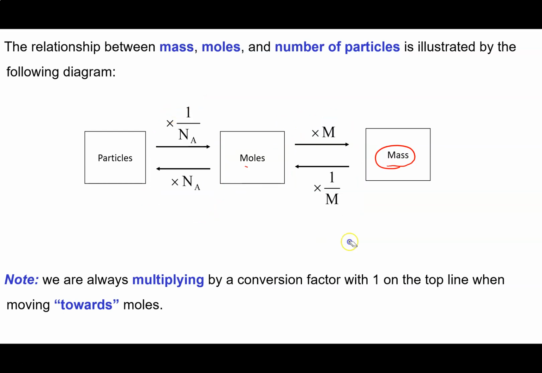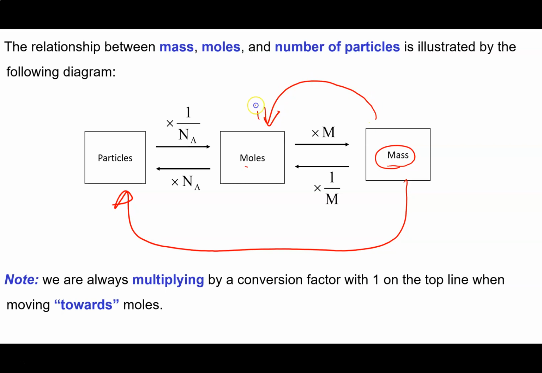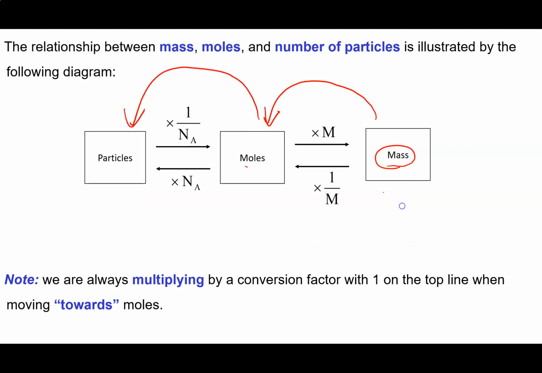You can see that it is not possible to move from mass all the way to particles in one go. There's no single conversion factor that does that. We have to do it stepwise. So you're going to require 2 conversion factors to move between either mass and particles or particles and mass. You've got to go through moles to do that.